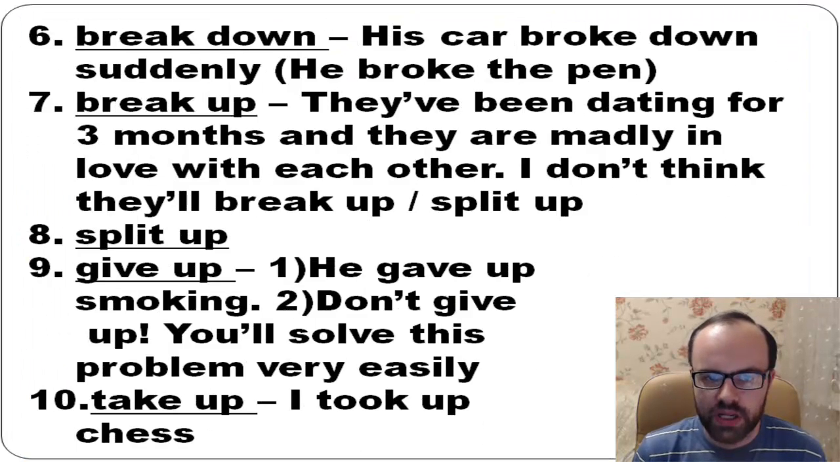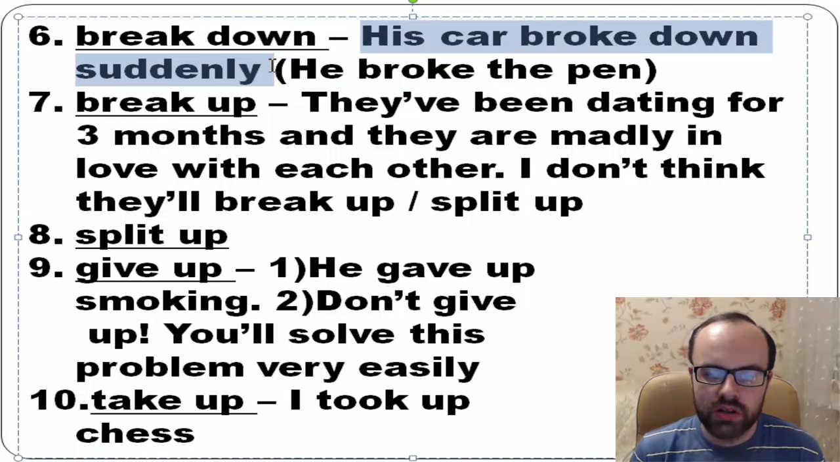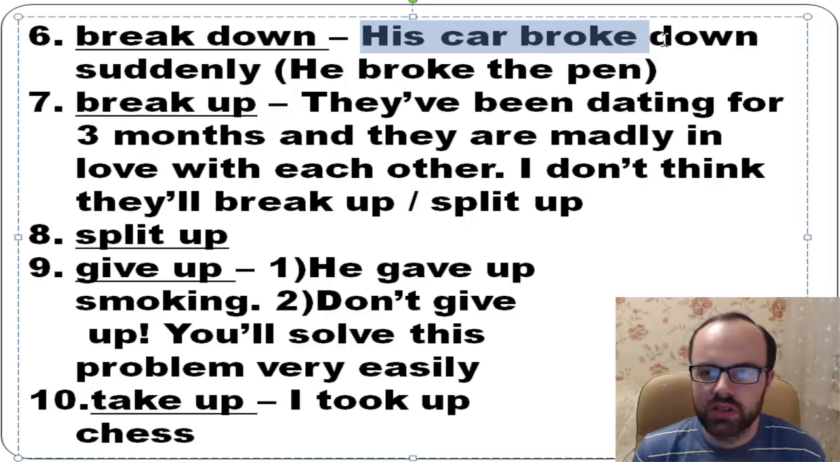Okay, next. So break down. His car broke down suddenly. We often use this phrasal verb in this context with cars. His car broke down suddenly, but you can use the verb break in another context. Look, he broke the pen. So someone broke something. But things break down. His car broke down, this machine broke down, so you need to add down in this context.